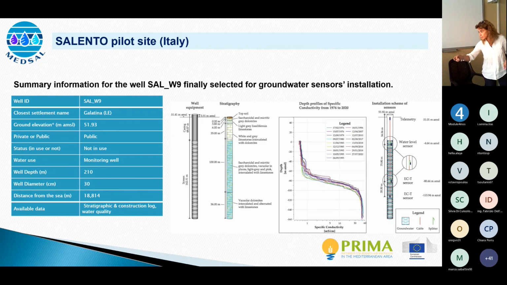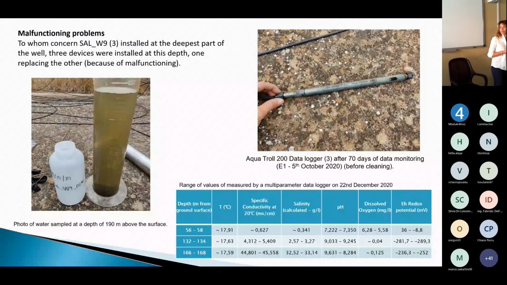Probably the last one is better. Vasilis, next. No, before. Okay, thank you.